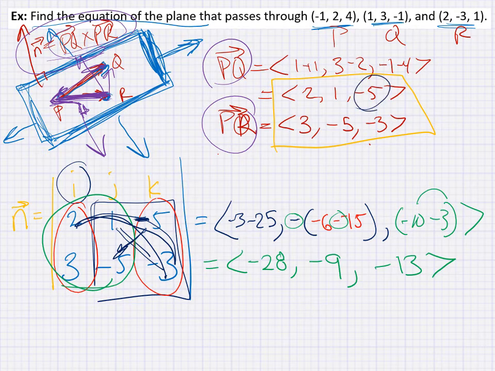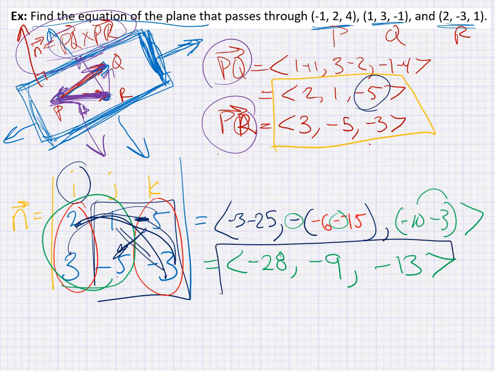Yeah, it's a negative 5, so that would be negative 15. We subtract it, and then we subtract the whole thing. So yeah, that's right. And then we have the negative 13, so negative 10 minus 3. Yeah, okay. So that's your normal vector.